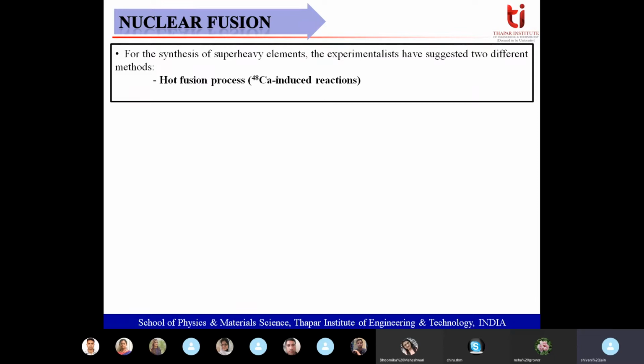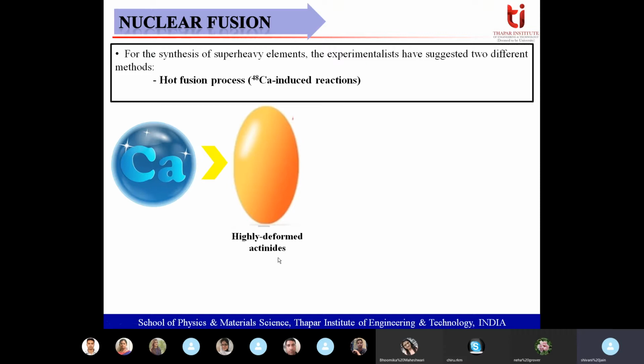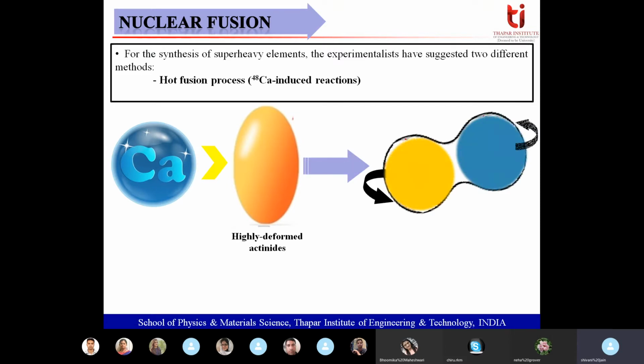Some experimentalists have also taken the neighborhood elements of 48 calcium in these hot fusion reactions. In these reactions, highly deformed actinides are considered as targets and hit by a beam of 48 calcium, and as a result they give a compound nucleus with an excitation energy of about 35 to 41 MeV.